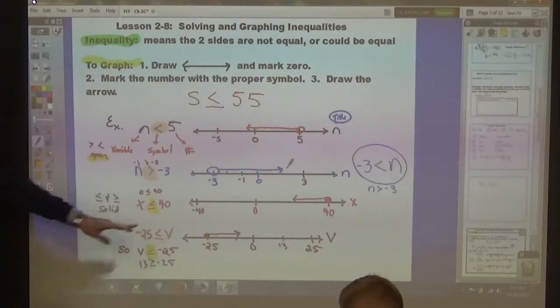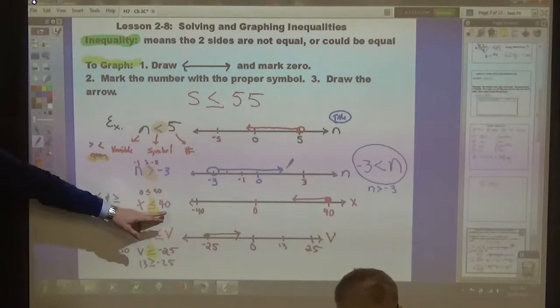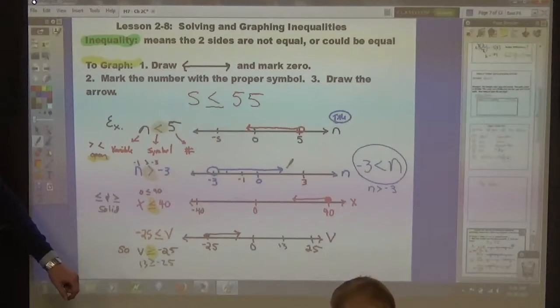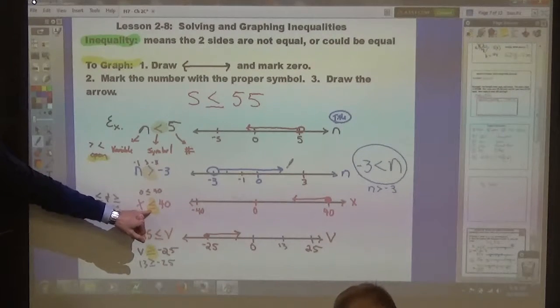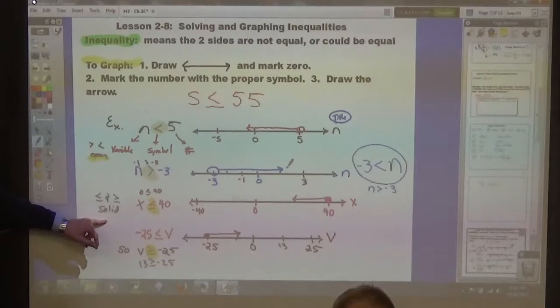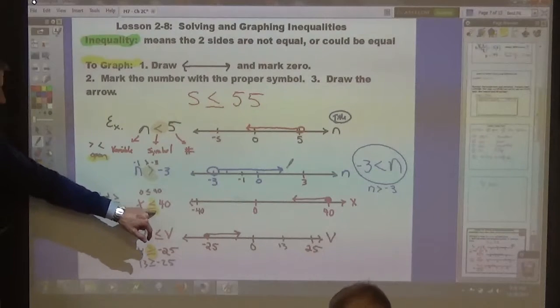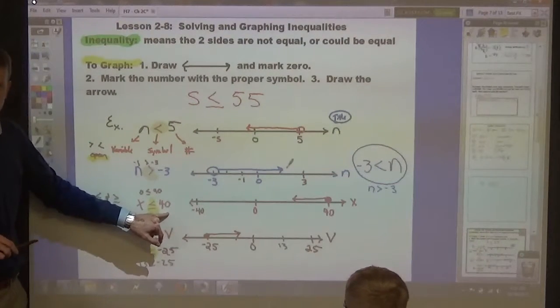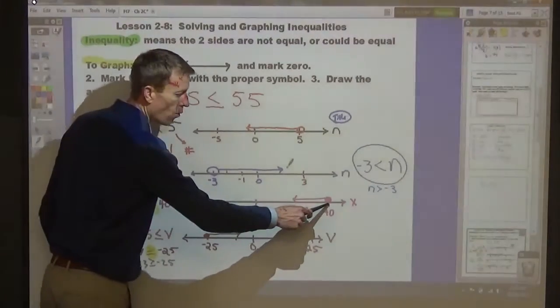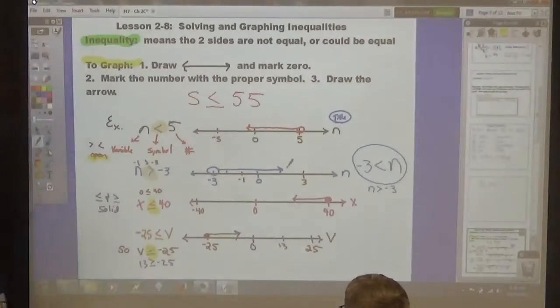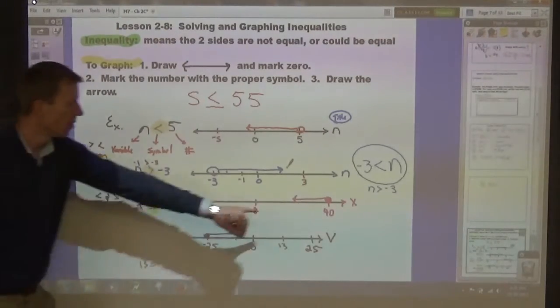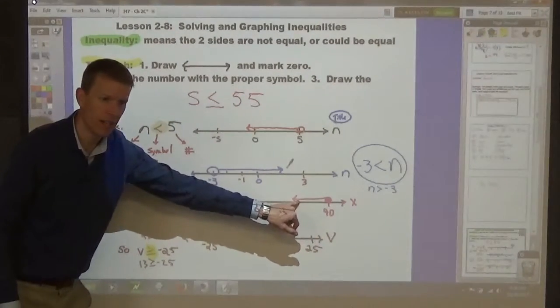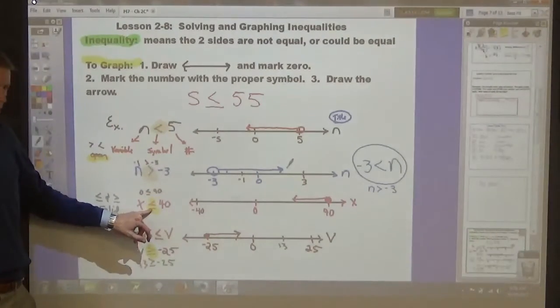Okay? Let's look at these. X is less than or equal to 40. So now what kind of dot should we use, Aiden? No, this has the line underneath. So that means we have to use a solid dot. Okay? A solid dot. X is less than or equal to positive 40. So we should mark 40 on the line with a solid dot, and then shade and draw an arrow on the end of it to the left of 40. Okay?